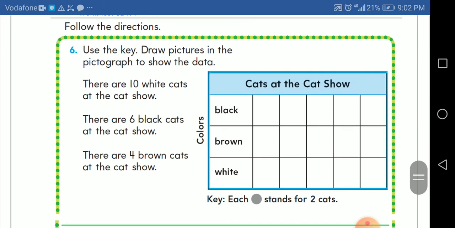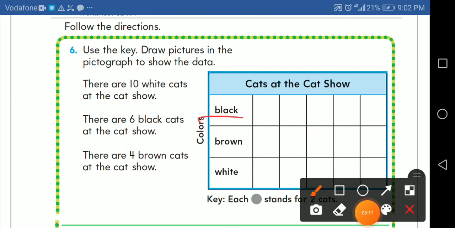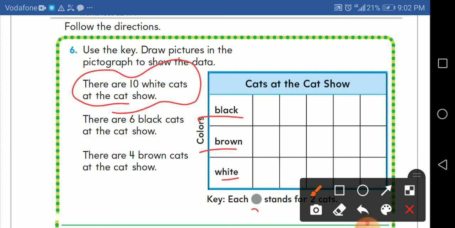We've got cats at the cat show. The colors are black, brown, white. Each circle stands for 2 cats. There are 10 white cats. And it asks me that every 1 stands for 2. So we need 10. It means 1, 2, 3, 4, 5, 6, 7, 8, 9, 10. After that, please draw the whole circle to make it easier and more accurate for you.